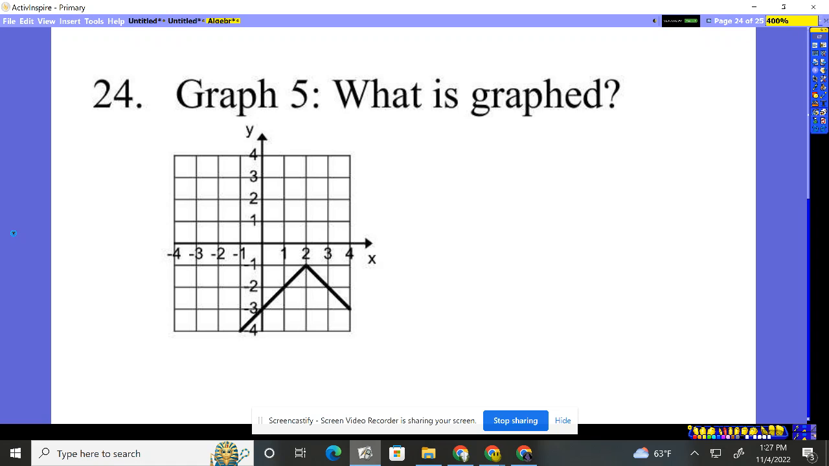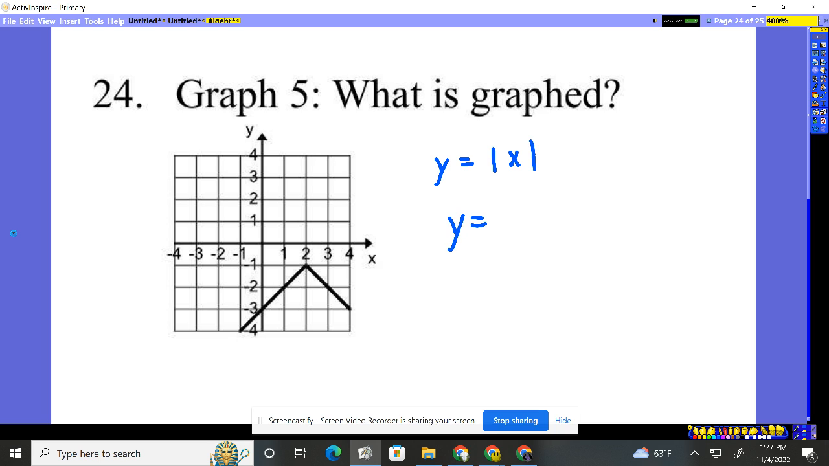Number 24, here's graph 5 and it wants to know what is graphed. First, I must recognize what this is. This is a V, which means it's an absolute value. So I know it's going to be something with an absolute value. All right, well, let's look at it. The parent graph is y equals the absolute value of x.